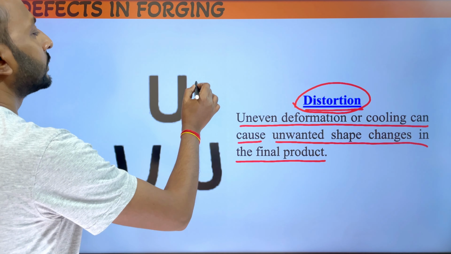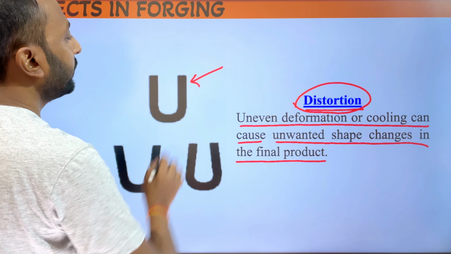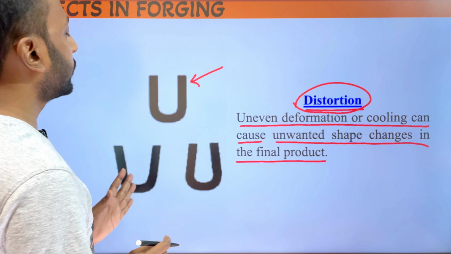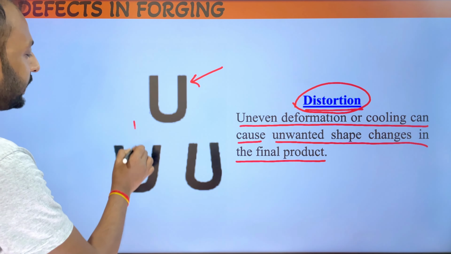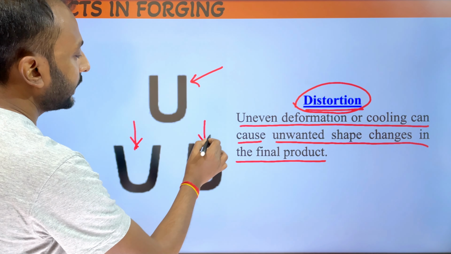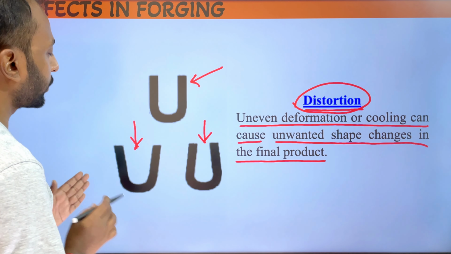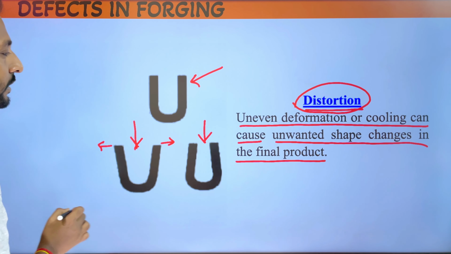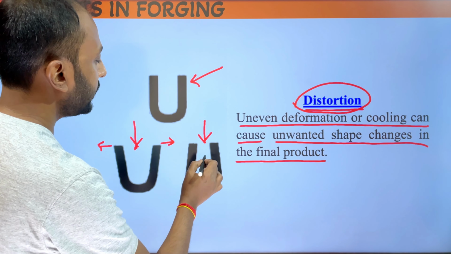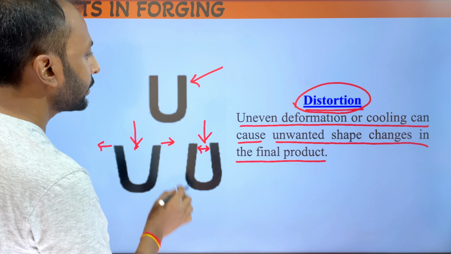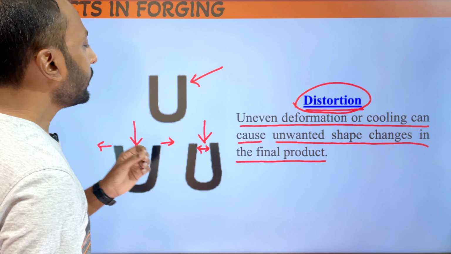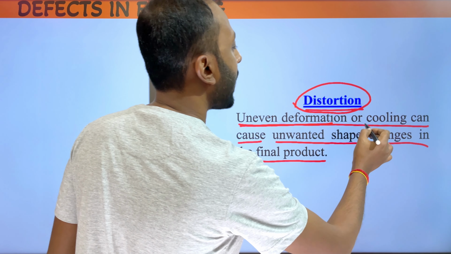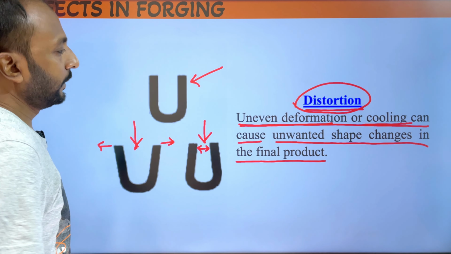So we are doing forging operation to make a shape like this. After the forging operation, if the distortion defect is shown, then the product can be like this or like this. So this is distortion. It has been distorted outward and it has been distorted inward. This is called distortion. This is happening because of uneven deformation or uneven cooling of the product.